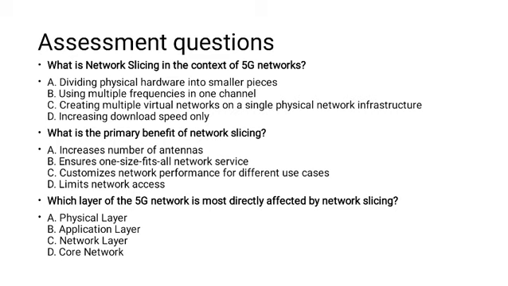From this, the assessment questions: What is network slicing in the context of 5G? Dividing physical hardware into small pieces using multiple frequencies, creating multiple virtual networks on a single physical network instance, or increasing download speed only. What is the primary benefit of network slicing? Increasing the number of antennas, ensuring a one-fits-all network service, or customizing network performance. Which layer of 5G is directly affected by network slicing? Physical layer, application layer, network layer, or core layer.